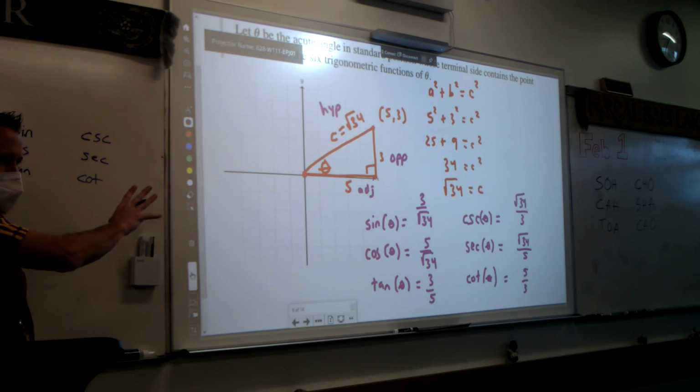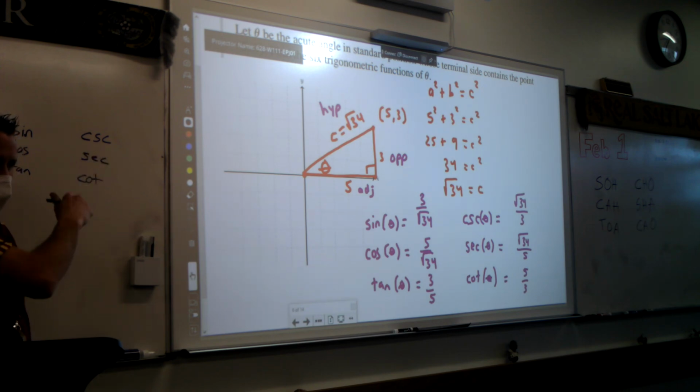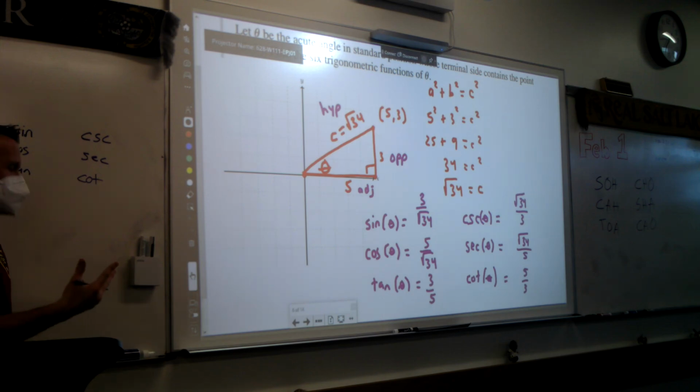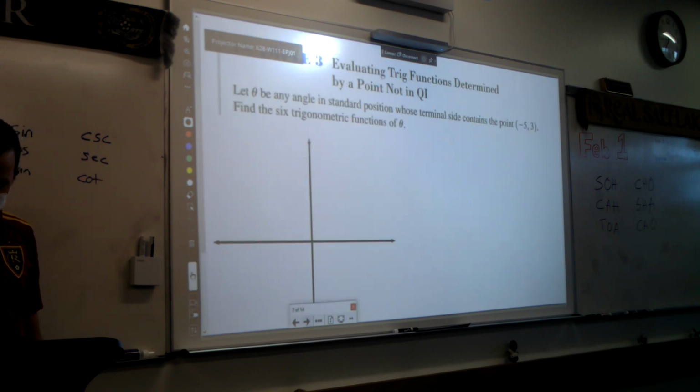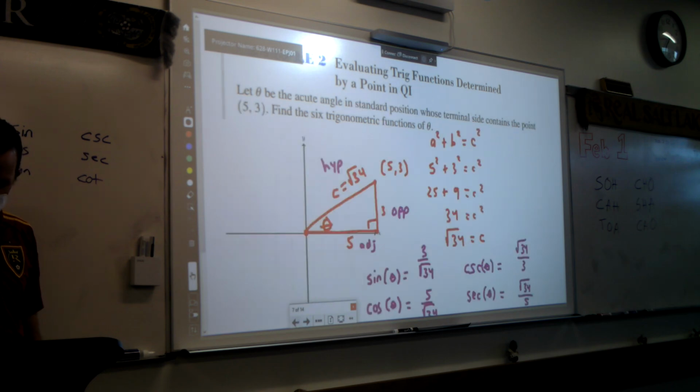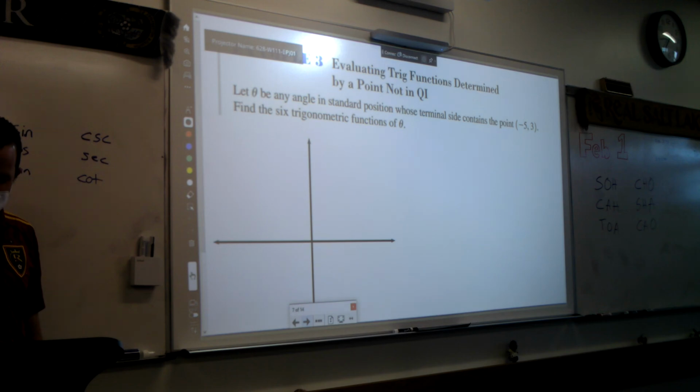Is this making sense? You okay with this? It's relating to what we did in the last section, just putting it on the coordinate plane, okay? And we're going to keep building off of this. Let's keep on rolling here. Now, how is this one going to be different? This was the point (5,3). What if we change it and we go (-5,3)? What's that going to change?